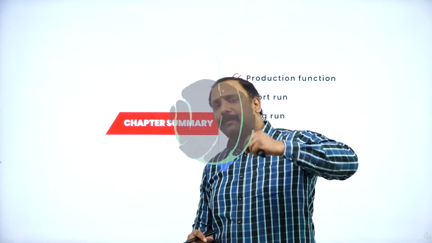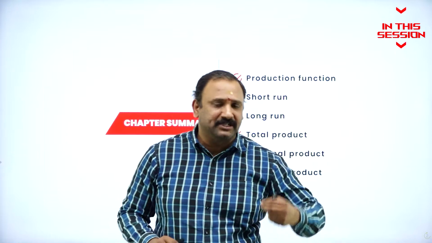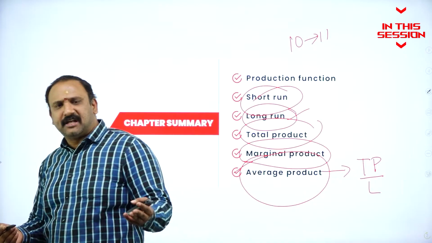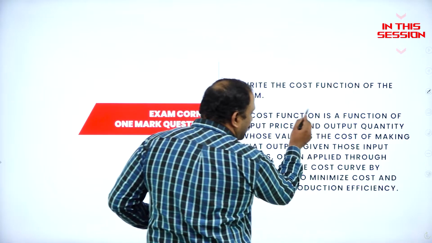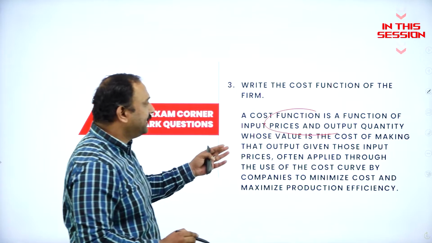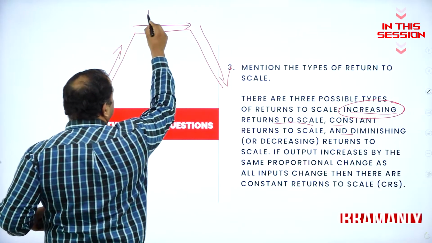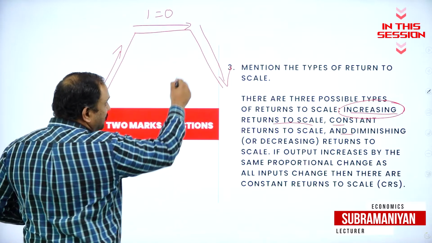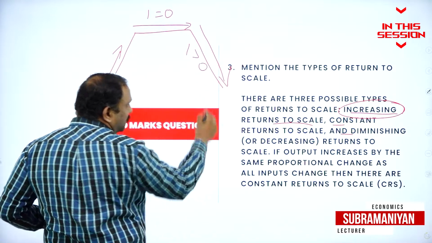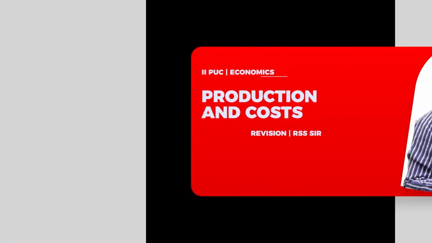So whenever you're being asked about the revenue factor, it is nothing but the price into quantity. So average is nothing but the sum total factor divided by the total number of units. The cost function of input prices and output quantity, whose value is the cost of making the output. Like when the input starts matching the output, it is constant. When the input is high and the output is on the lower side, it becomes a diminishing return to scale.